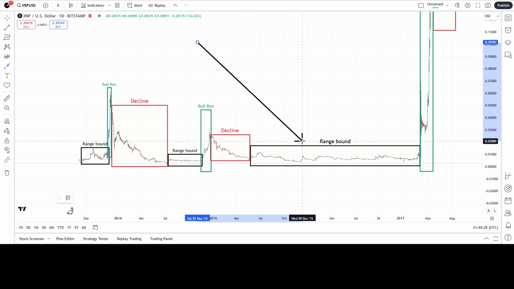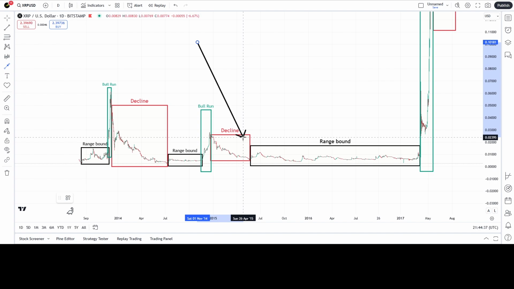It's important to understand this concept because at some point, today's bull run is going to end and it's going to go into the decline, just like it always has, just like it will continue to do. So what I want to do next is examine a few bull run structures to show you the pattern that takes place in the bull run structure.